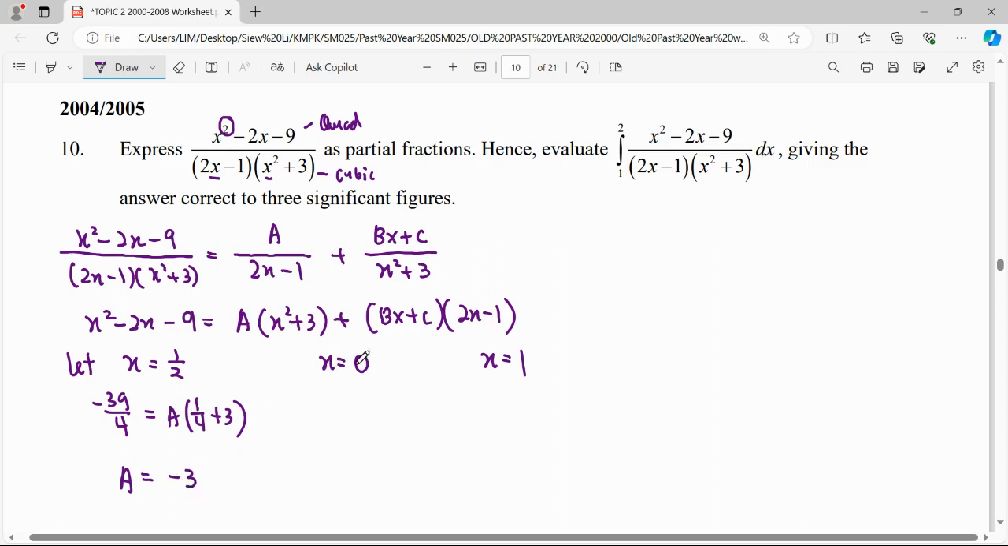Then we continue for another value. So we have 3 unknowns, we must let x take values 3 times. For x equals 0, the left hand side is negative 9. A we already know is negative 3 times 3. 0 here, so 0. Here we have c times negative 1. So 0b plus c, 0 plus negative 1. So from here we can find c. C will be 0.